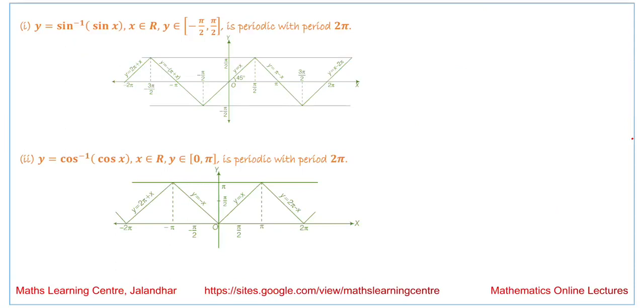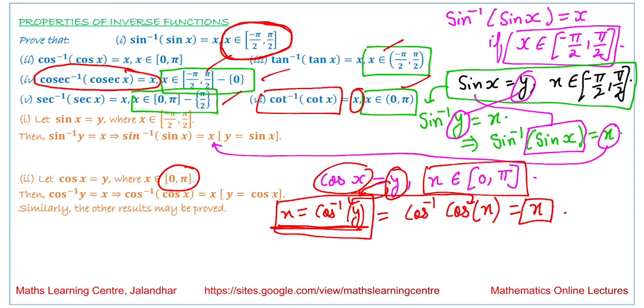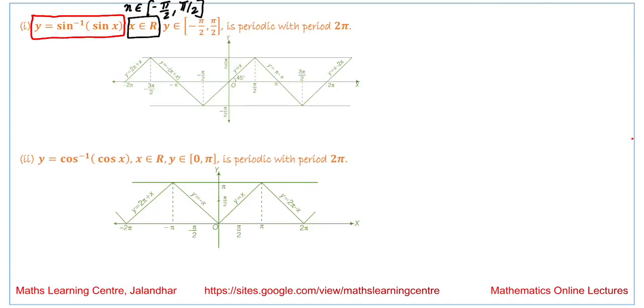Next, the function given to us is y is equal to sine inverse of sine x, and it is given that x belongs to R. In the previous case, x belonged to the interval minus pi by 2 to pi by 2. Now we are talking about the case when x belongs to R and y belongs to minus pi by 2 to pi by 2, the principal value. So we have to solve this.